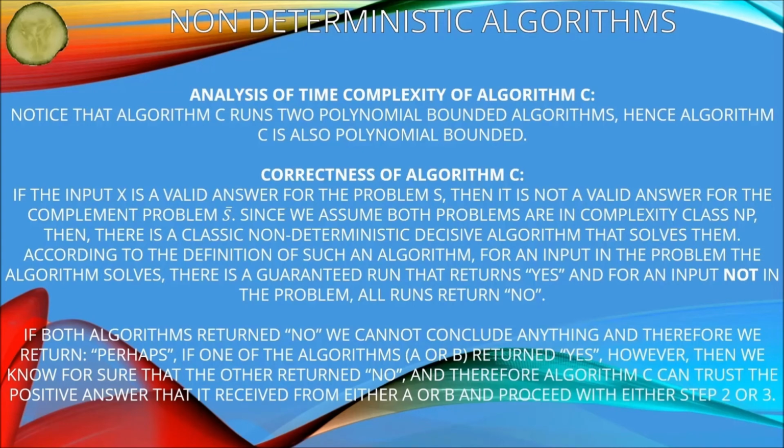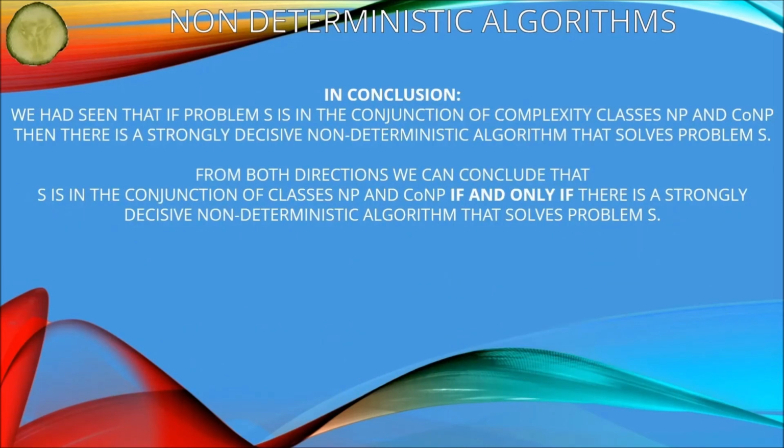If both algorithms return no, then we cannot conclude anything, and therefore we return perhaps. If one of the algorithms, A or B, returned yes, however, then we know for sure that the other returned no, and therefore algorithm C can trust the positive answer that it receives from either A or B, and proceed with either step 2 or 3. In conclusion, we have seen that if problem S is in the intersection of complexity classes NP and CoNP, then there is a strongly decisive non-deterministic algorithm that solves problem S. From both directions, we can conclude that S is in the intersection of classes NP and CoNP if and only if there is a strongly decisive non-deterministic algorithm that solves problem S.